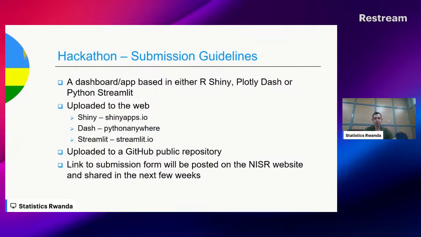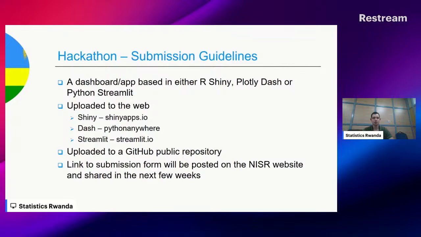Secondly, we want it to be uploaded to a public GitHub repository. So we want to be able to interact with your app as it's uploaded, and we also want to be able to look at the underlying code for that app in your GitHub repository. The link for the submission form will be posted on the NISR website, and we will share it in the next few weeks as it's created. We'll also ask you for some basic information, such as the names of your team members, where they go to university, what you're studying, and we also want contact information.